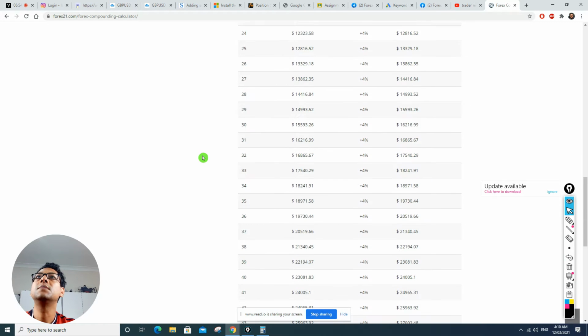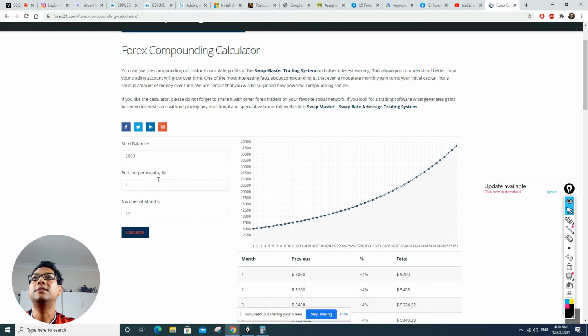Wait, consider that this $5,000 is still the same initial investment and you didn't add a single coin. You didn't take out a single coin from this account. Let's see what happened after 3 years. So how many weeks after 3 years? For example, we can consider 50 weeks in a year, say 2 weeks you will not trade. So it will be 150 weeks.